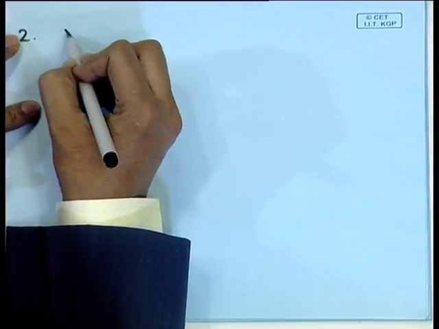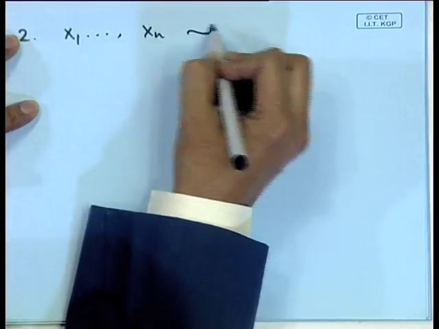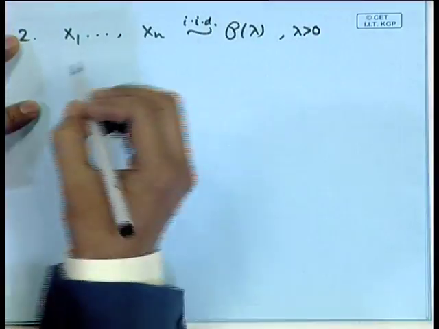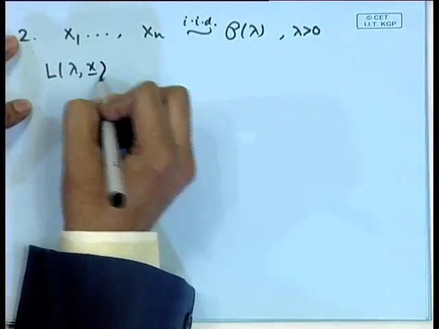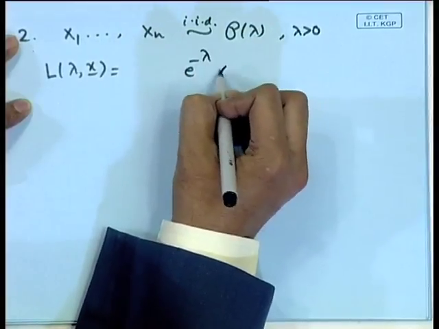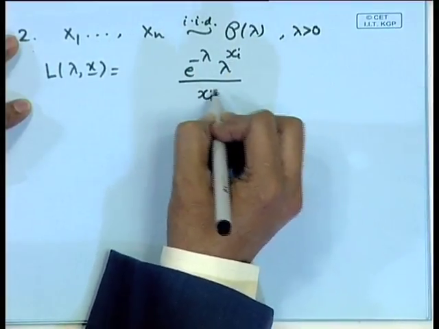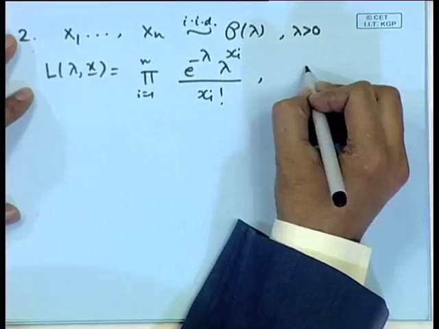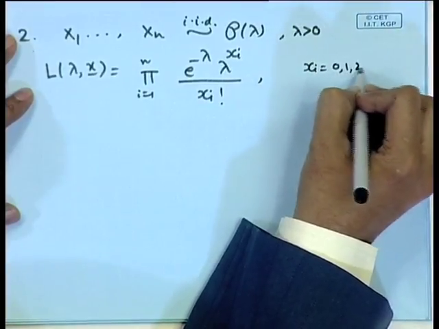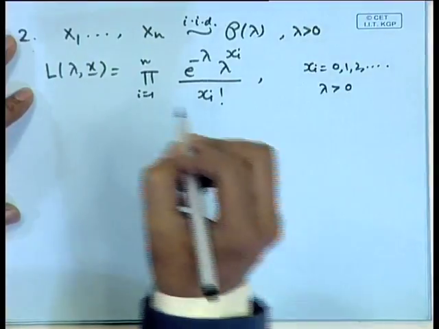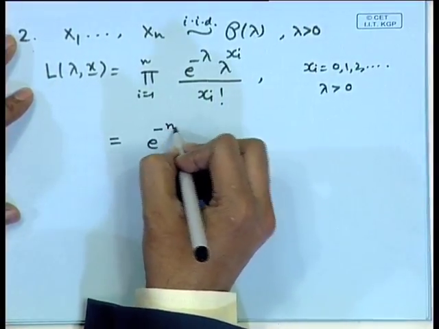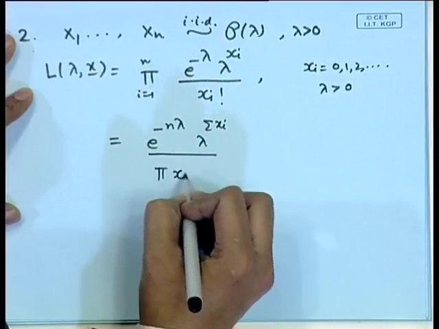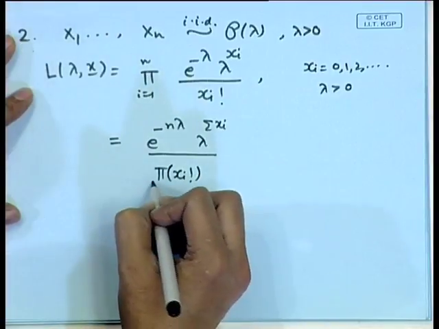Let us take, say, X1, X2, ..., Xn to be a random sample from a Poisson distribution with parameter lambda. Let us write down the likelihood function, that is equal to the product of e to the power minus lambda, lambda to the power xi divided by xi factorial, i equal to 1 to n. Here each of the xi's can take values 0, 1, 2 and so on, and lambda is positive. So, this is equal to e to the power minus n lambda, lambda to the power sigma xi divided by the product of xi factorial, i equal to 1 to n.